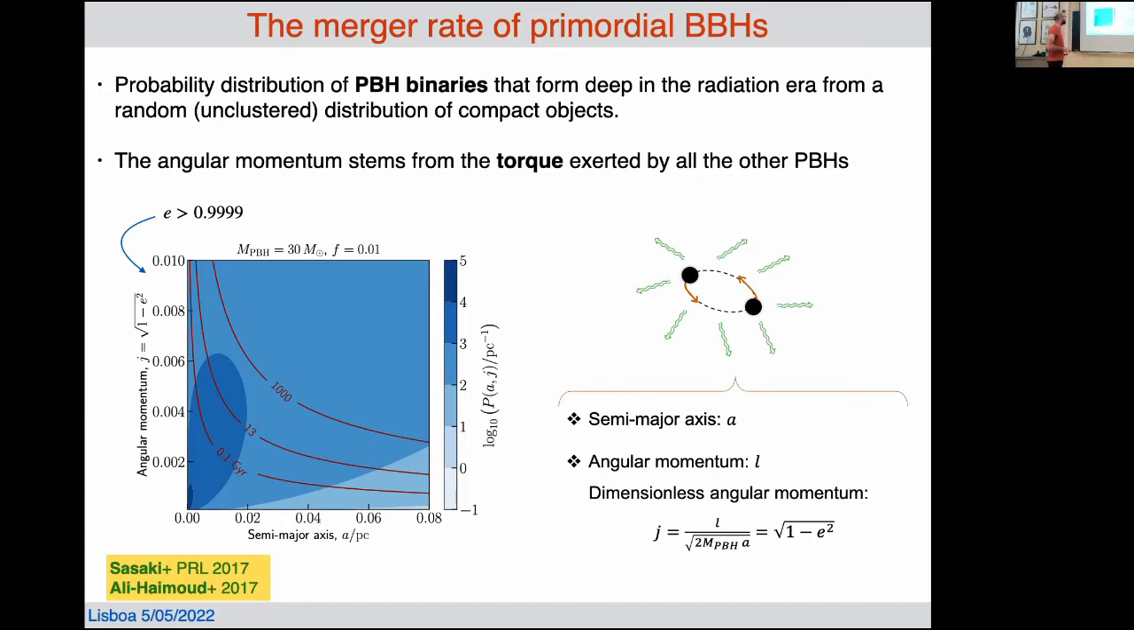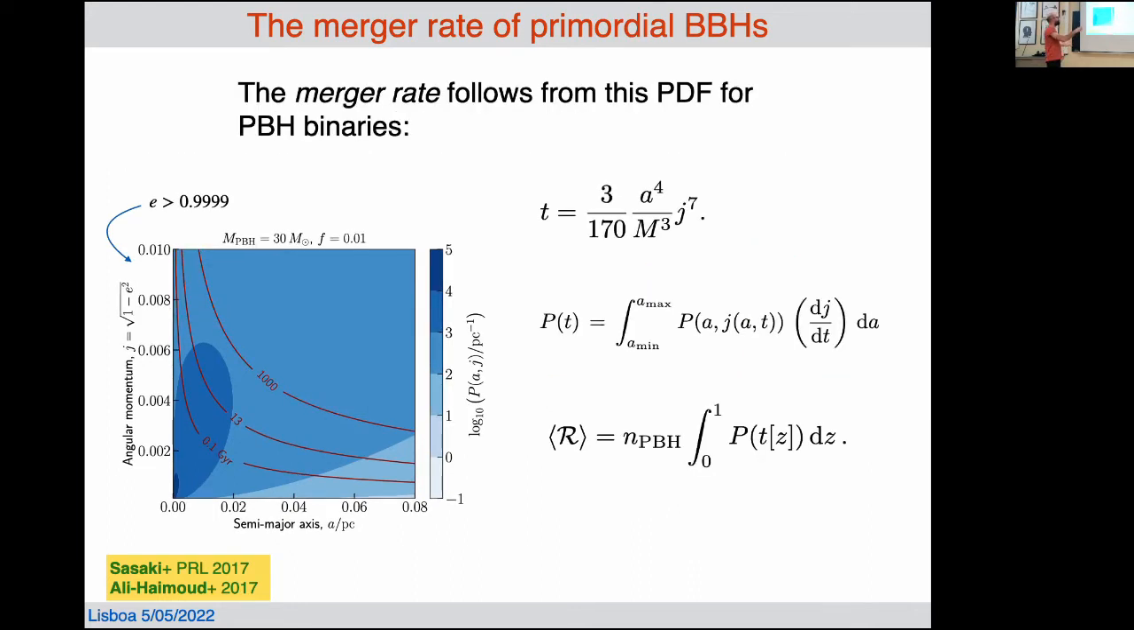the gravitational pull wins. So with this at hand, and with a formula which is very well known for the merger time as a function of the semi-major axis and dimensionless angular momentum, you can derive a probability distribution for the merger time. So in principle, you can compute the merger rate at each given redshift under this assumption, in the case of primordial black holes making any fraction of the dark matter. Of course, this can be applied to any fraction of the dark matter.